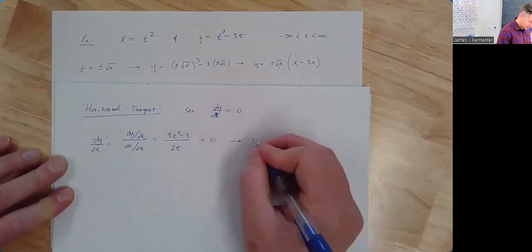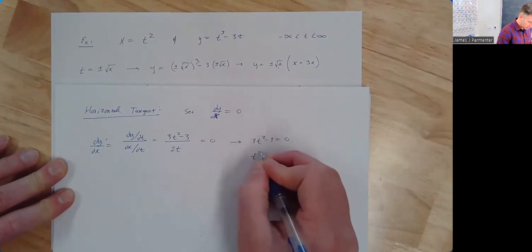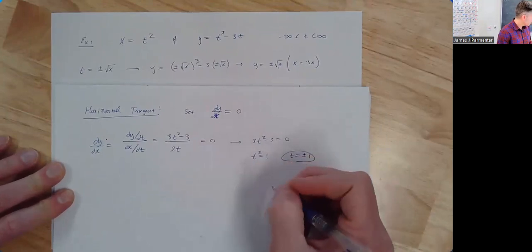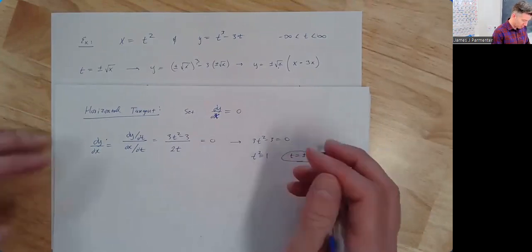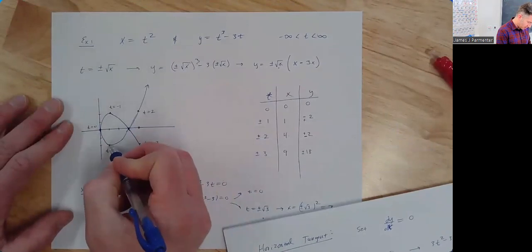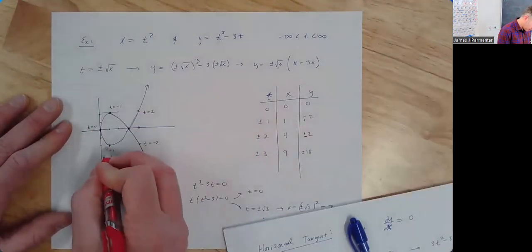So that's where 3t squared minus 3 equals 0. So t squared equals 1. So t equals plus or minus 1. Which makes sense, at least if you look at my graph, where t equals 1 and -1, it definitely looks like we have some horizontal tangents.